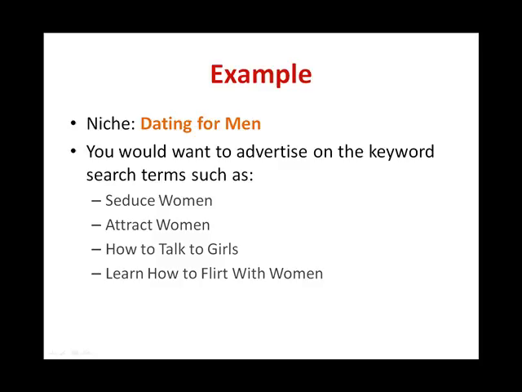Given an example for the niche dating for men, you would want to advertise and bid on search terms such as seduce women, attract women, how to talk to girls, and how to flirt with women. So each time any web user makes a query on one or more of the following keywords, your ad will be displayed on the sponsored links column of Google. You will only then be charged when a user clicks on your dating for men ad.